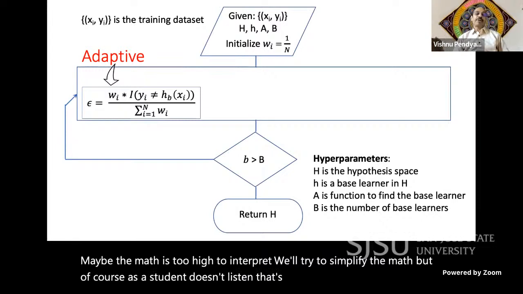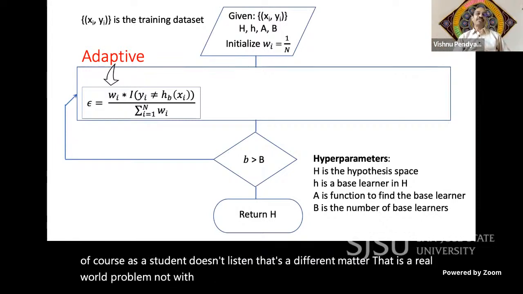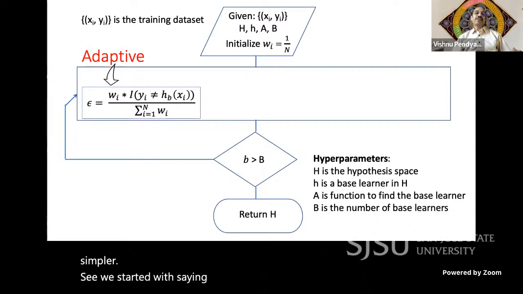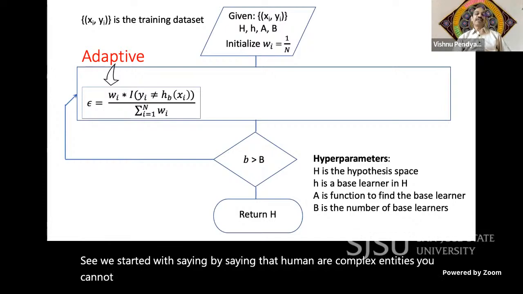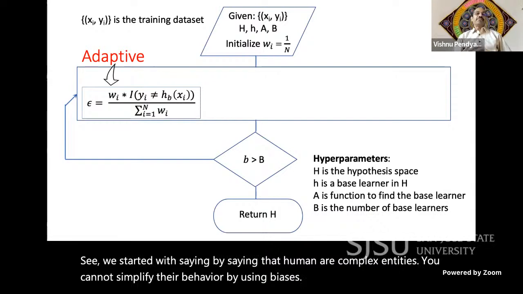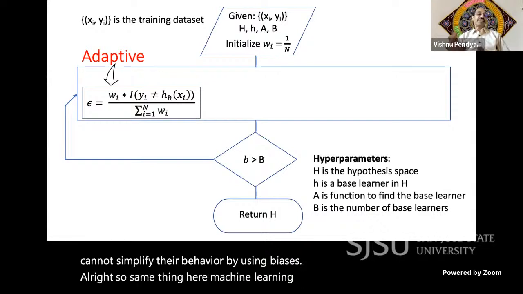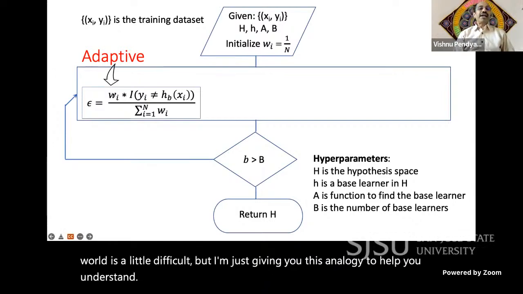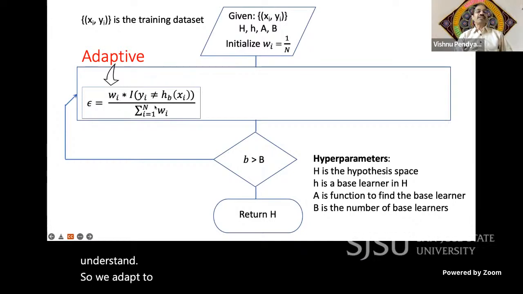That is a real world problem, not with machine learning. Machine learning is much simpler. See, we started with saying that human beings are complex entities. You cannot simplify their behavior by using biases, right? So same thing here. Machine learning is a lot simpler. The real world is a little difficult, but I'm just giving you this analogy to help you understand. So we adapt to the performance of the data item and the base learner by this weight.